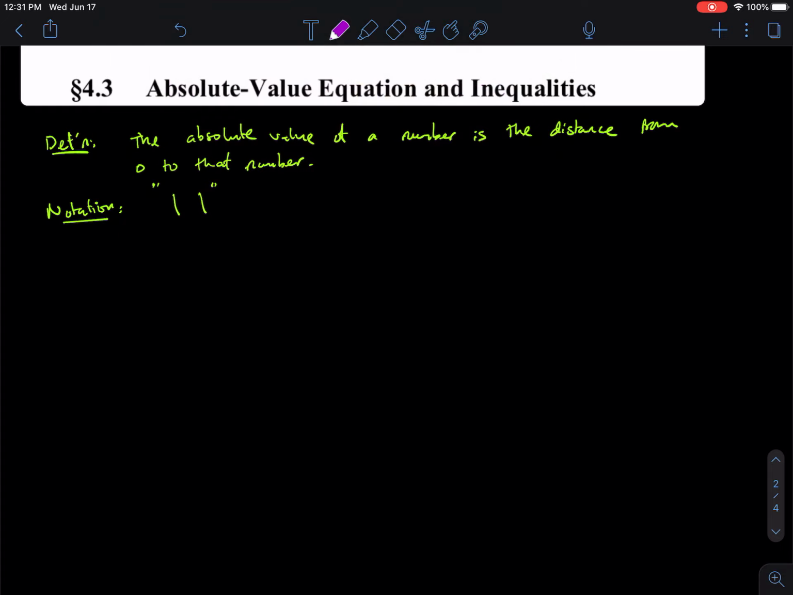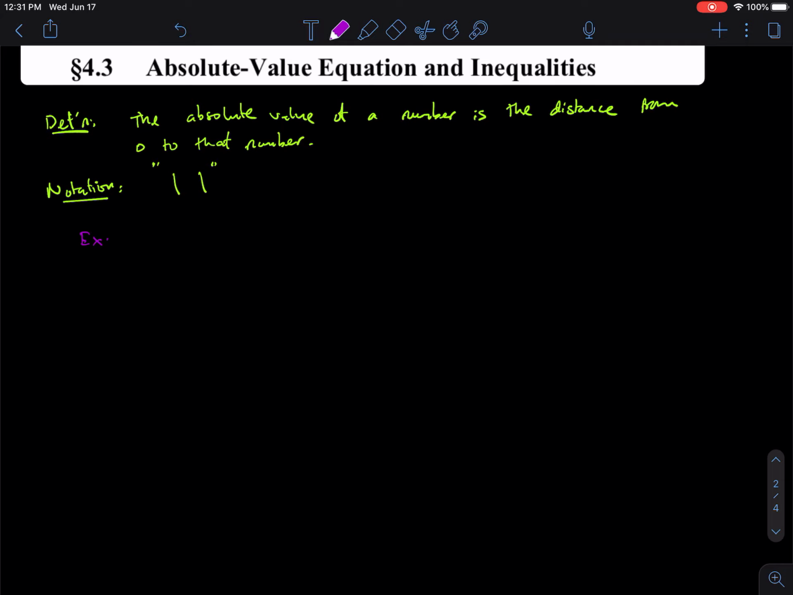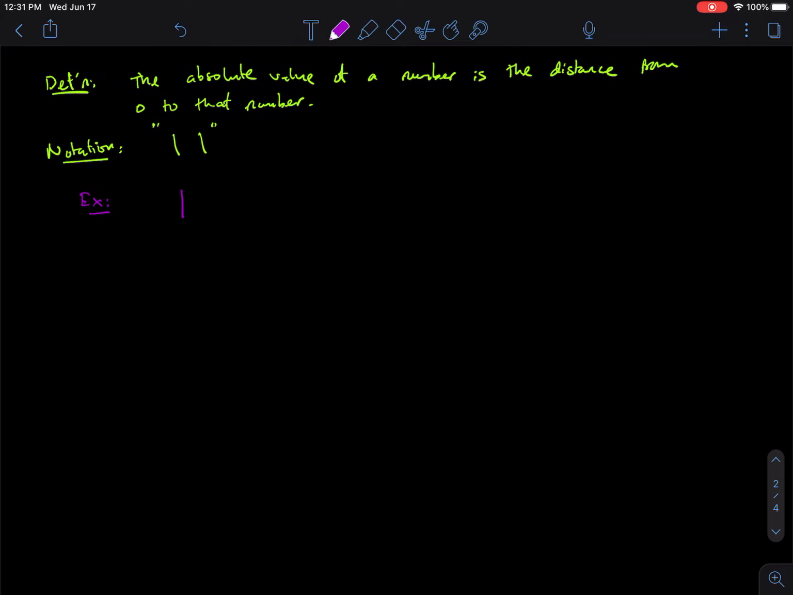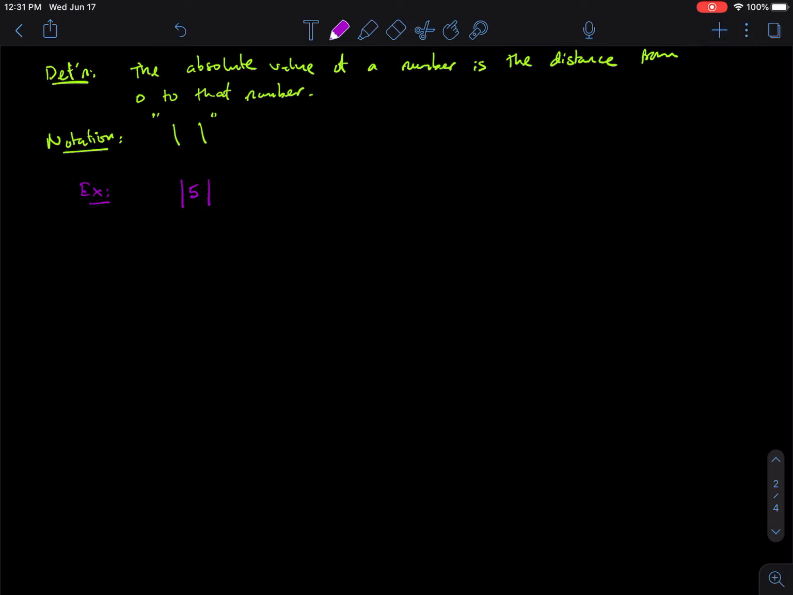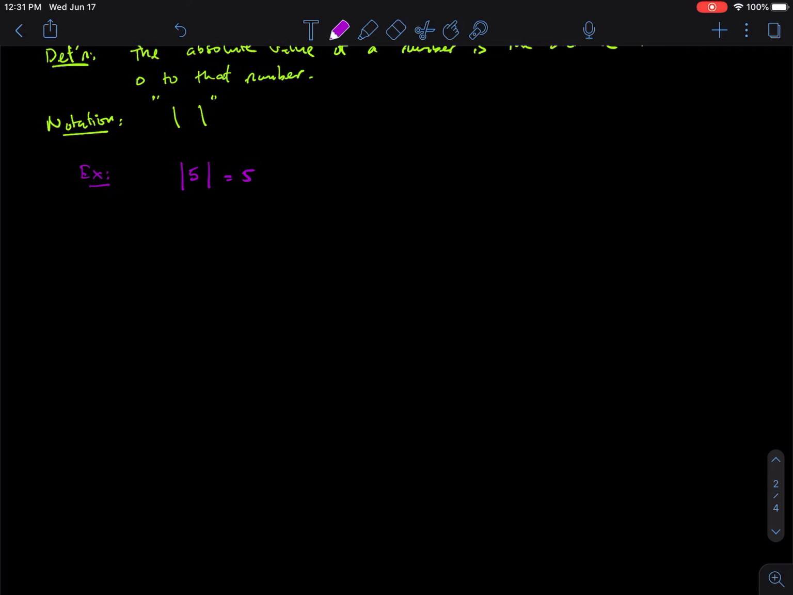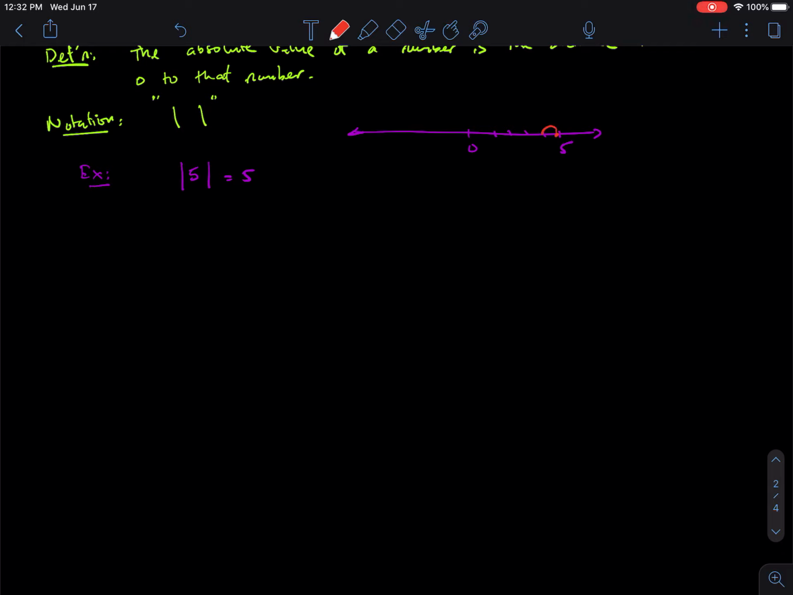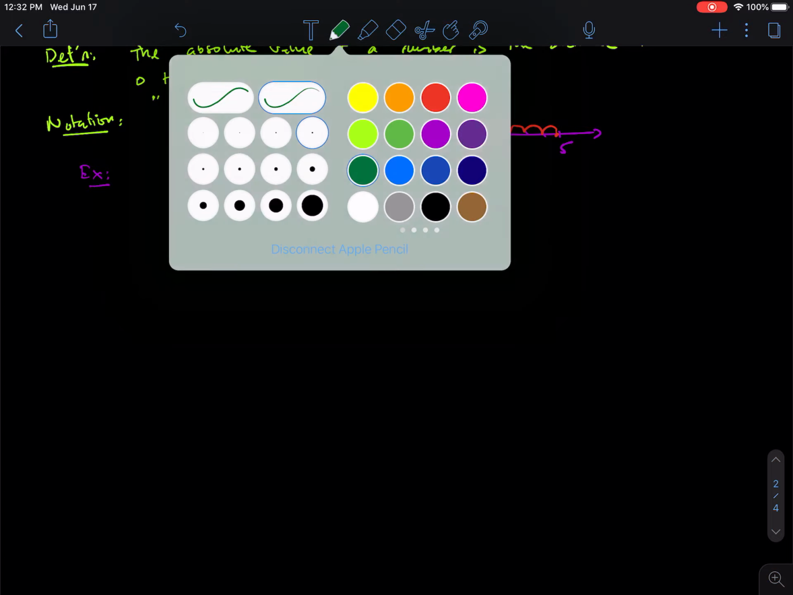So for example, if I want to figure out the distance from 0 to 5, the absolute value of 5 is going to be 5, because if you're looking at the position 5, that is 5 units from 0. So the absolute value of 5 is going to be 5.